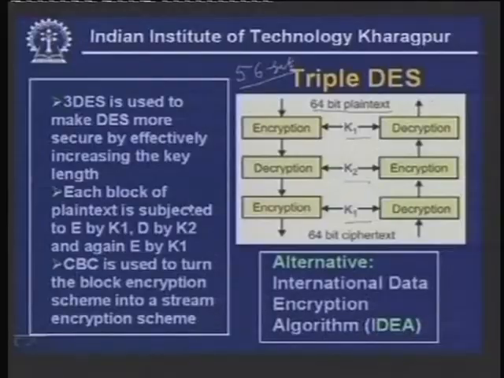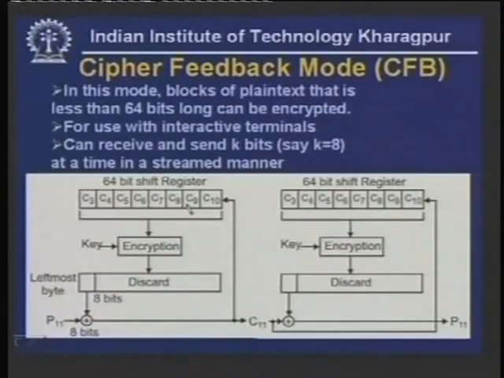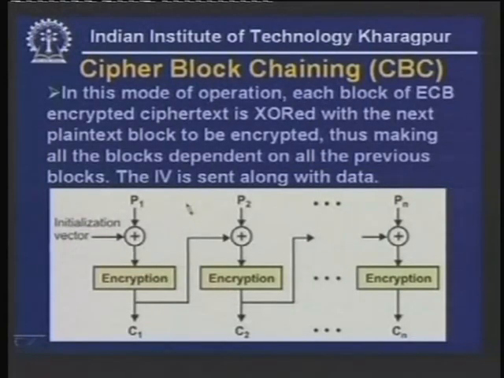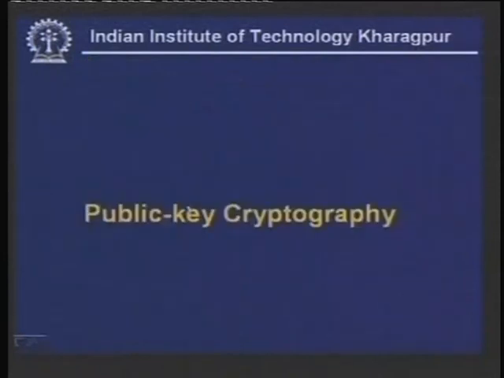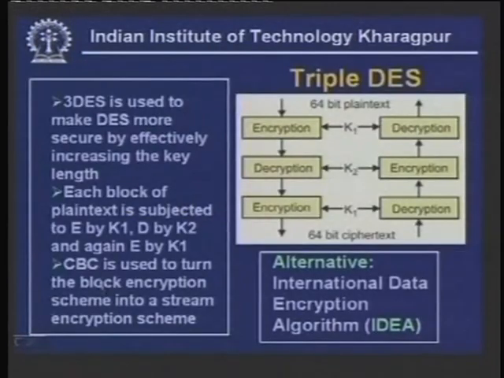And you can use CBC, cipher block chaining, that we have already discussed, whenever the size of the data is long. So, CBC is used to turn the block encryption scheme into a stream encryption scheme when you have messages that are a multiple of 64 bits.